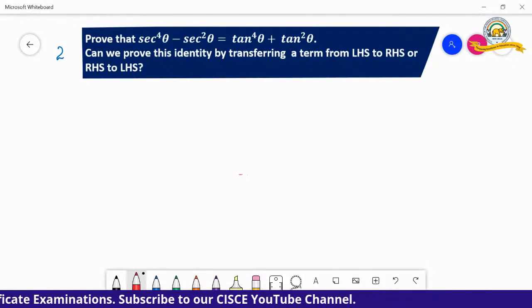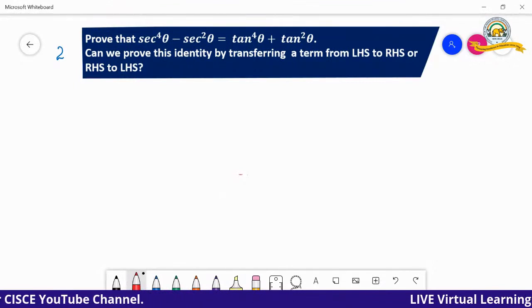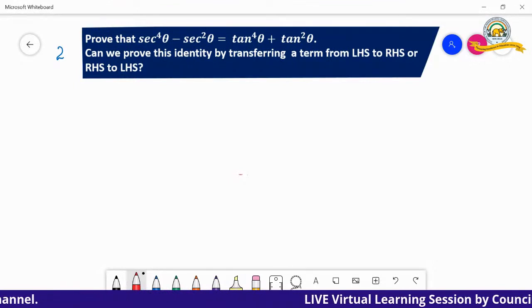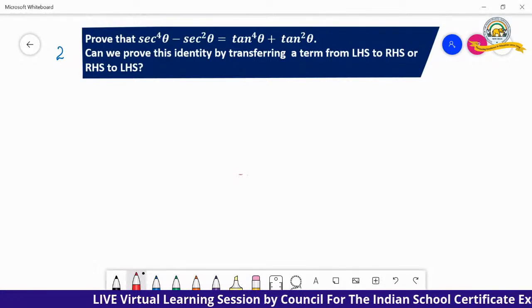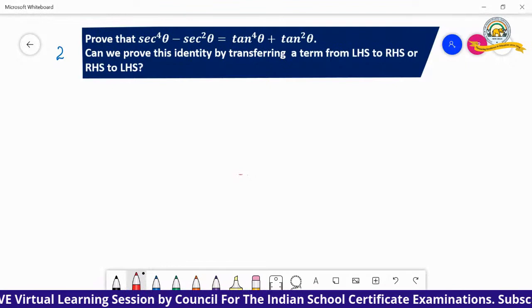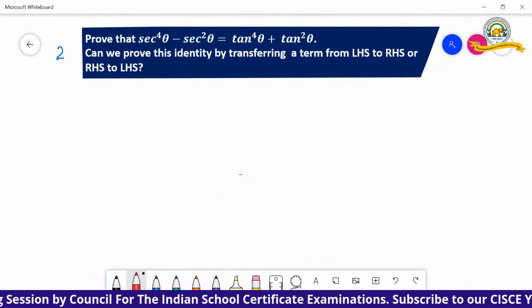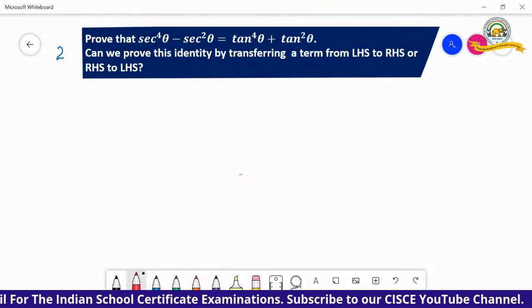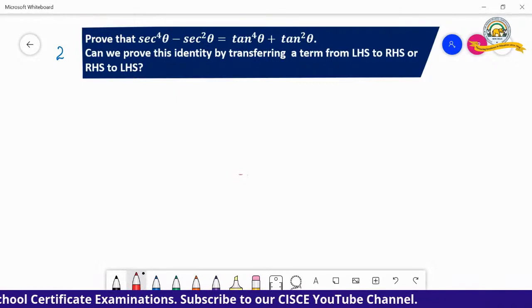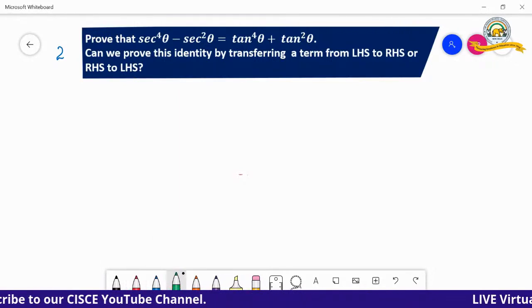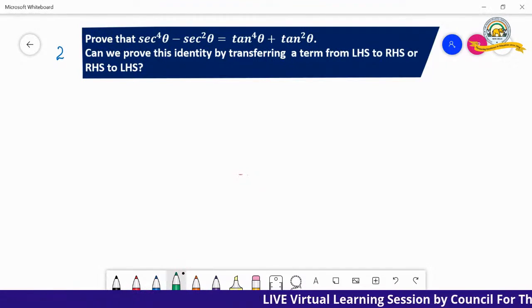There we have got our second question. Prove that sec to the power 4 theta minus sec square theta equals tan to the power 4 theta plus tan square theta. Can we prove this identity by transferring a term from left hand side to right hand side or right hand side to left hand side? I would advise you not to bring the terms from one side to the other. So then what can we do here?